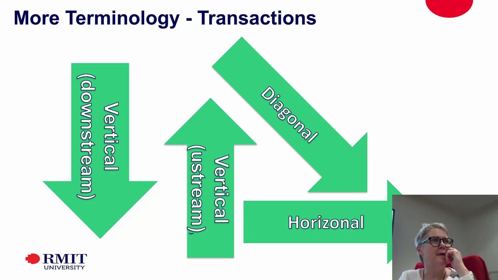So we tend to think about transactions in the market as being vertical, or downstream transactions, or upstream for that matter, horizontal and diagonal. I've never actually heard people talk about diagonal transactions in the market, but it's in all the literature, so I am going to talk to you about it. You've never heard it, so we'll have a look at each of them.